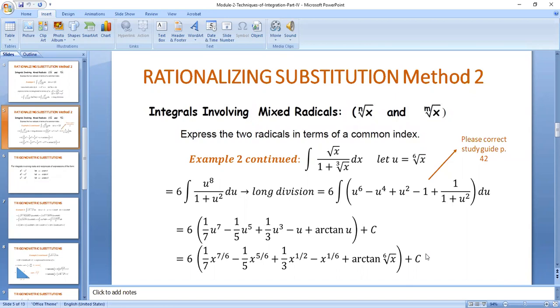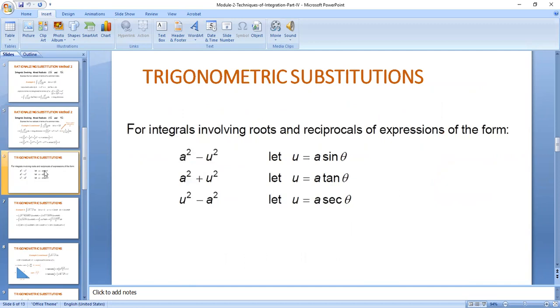Okay, so there's none. So let's go to trigonometric substitution. Now we go to the next slide. When do we use trigonometric substitution? The use of this technique, class, is only limited to these scenarios that you have here. If your integral does not contain these expressions here, you cannot use trigonometric substitution.